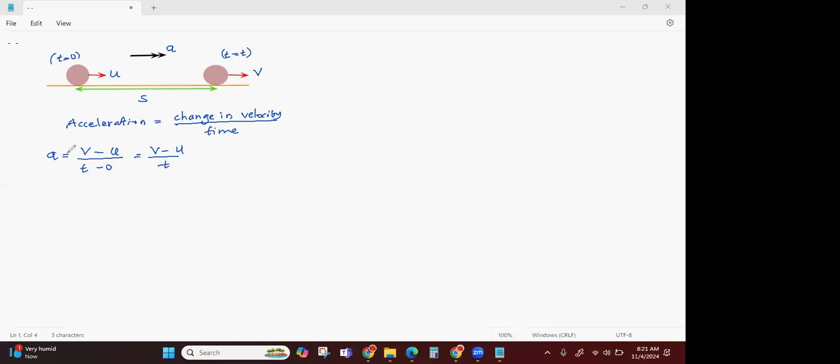Now I can take this T and multiply to the other side. Therefore, I get AT equals V minus U. And then I take this minus U to the other side. It becomes plus U. So therefore, U plus AT equals V. So then we get V equals U plus AT. So that's the first equation.